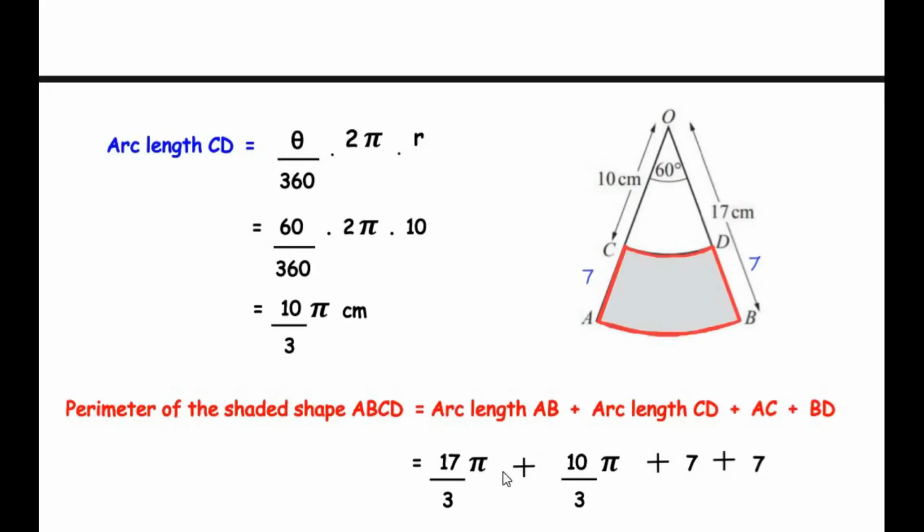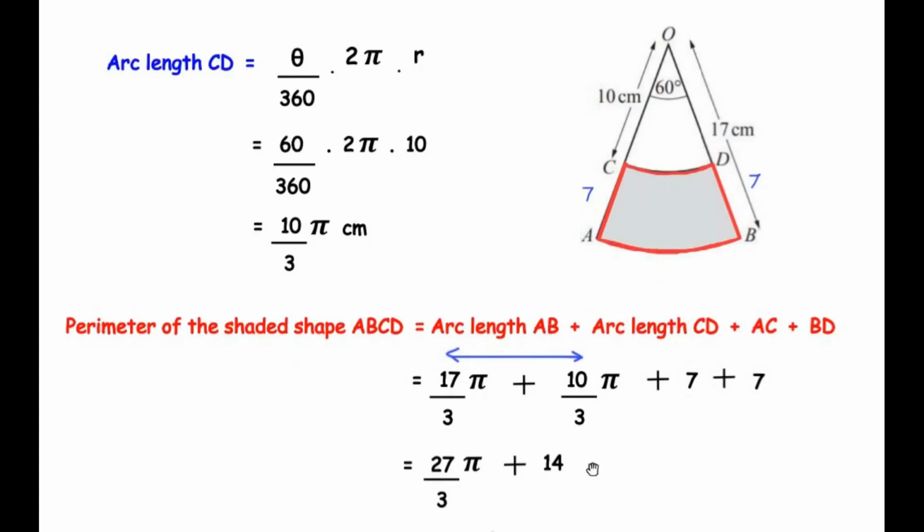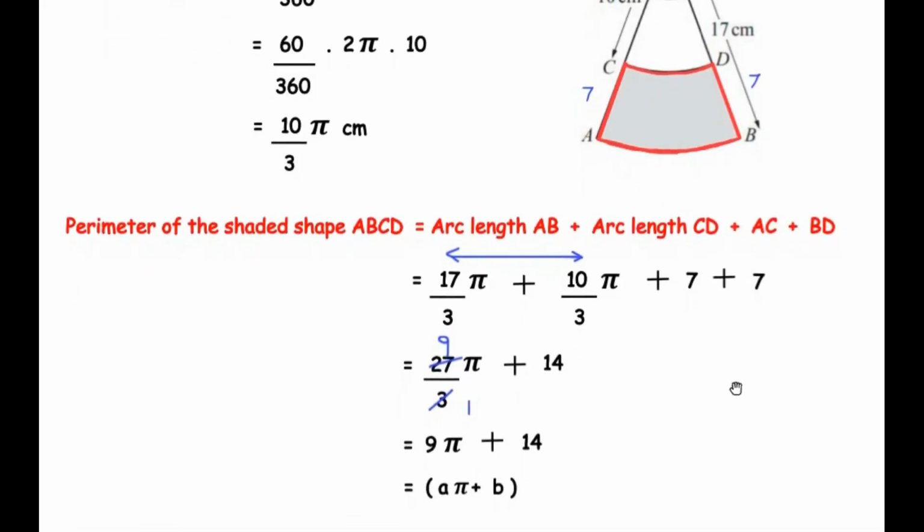Now here we are going to add the like terms. So 17 pi over 3 and 10 pi over 3 are like terms and the denominators are same. So we are just going to add the numerators, that is 17 plus 10 gives us 27. So it simplifies as 27 pi over 3. Plus 7 plus 7 are like terms, we get it as 14. Now 27 and 3 go in the table of 3, that is 3 1 times is 3 and 3 9 times is 27. So 9 pi plus 14, that is right over here. The perimeter of the shaded shape ABCD is 9 pi plus 14.